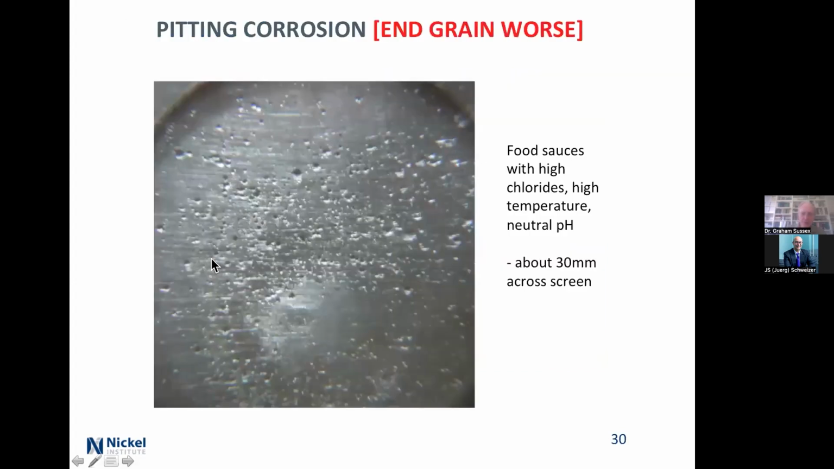This is inside a food factory. People use sauces with lots and lots of chloride. They cook them at high temperatures, neutral sort of pH. The circle there is about 30 millimetres across. You can see the polishing, and they just left it in there for too long. And when I say food sauces, I mean things like tomato sauce. Soy sauce is, of course, a lot worse.